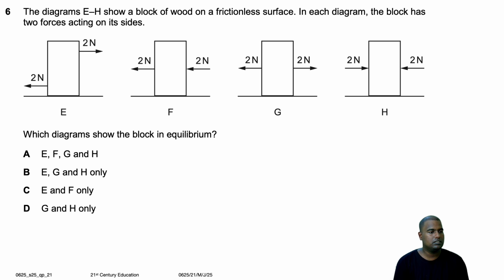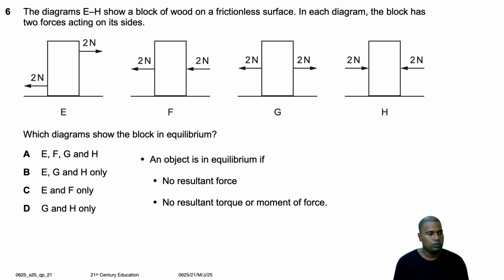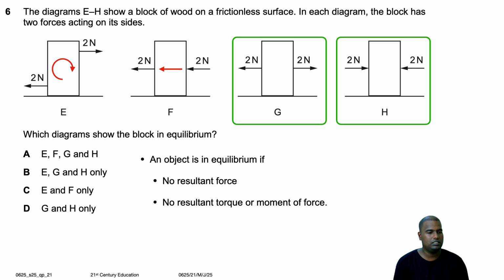The diagrams E to H show a block of wood on a frictionless surface. In each diagram, the block has two forces acting on its sides. Which diagram shows the block in equilibrium? An object is in equilibrium only if there is no resultant force and no resultant torque or moment of force. So E has a clockwise moment. F has a net resultant force towards the left side. G, both forces are outwards, so they cancel out. H, both forces are inward, so they cancel out. So only G and H are in equilibrium.